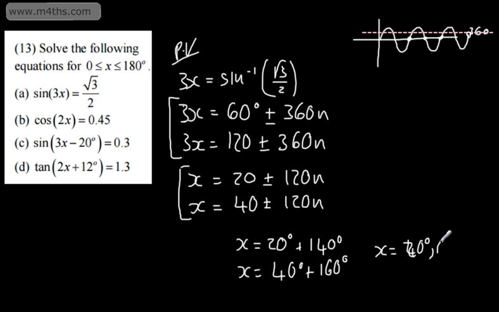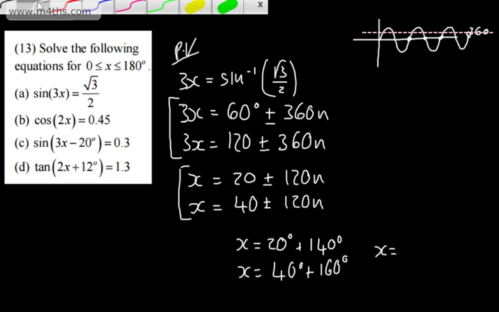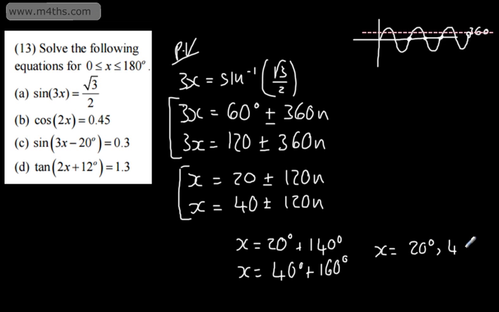So listing those out, final answer: I'm making a bit of a mess of this for some reason. Let's write this in. 20, 40, 140 and 160, and they're our solutions. Now if we look at this, we've got the 20, we've got the 40, we've got the 140, and we've got the 160. We were solving up to this point just here.